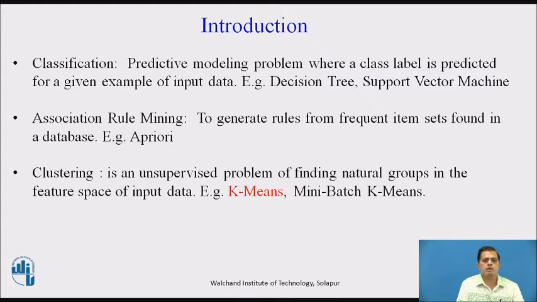The third algorithm is the clustering algorithm. It is an unsupervised problem of finding natural groups in the feature space of input data. For this, we have to collect the data from various sources, then apply clustering on the particular data set, and then decide how to divide the input data to form the clusters. The best algorithms for clustering are the k-means algorithm and the mini-batch k-means algorithm.